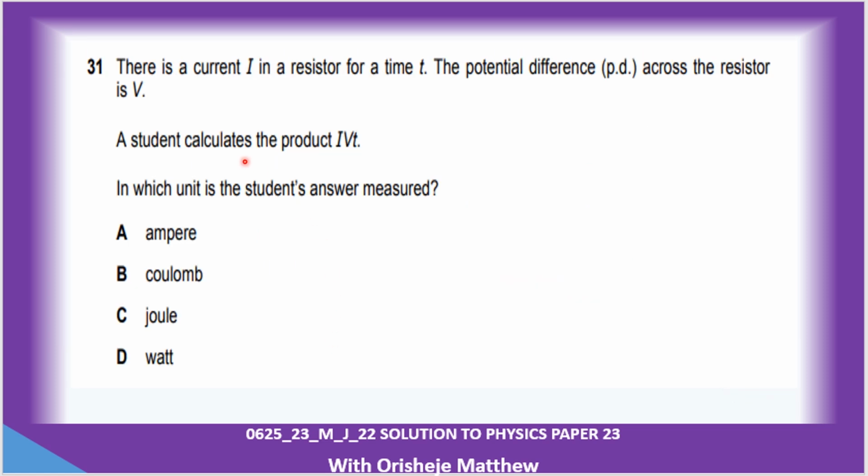Question 31. There is a current in a resistor for a time t. The potential difference across the resistor is V. A student calculates the quantity VIt. What is the unit? So what the student is measuring, VIt, is electrical energy. The unit of energy is the joule. So electrical energy is measured in joules. Watt is power, coulomb is charge, and ampere is current.